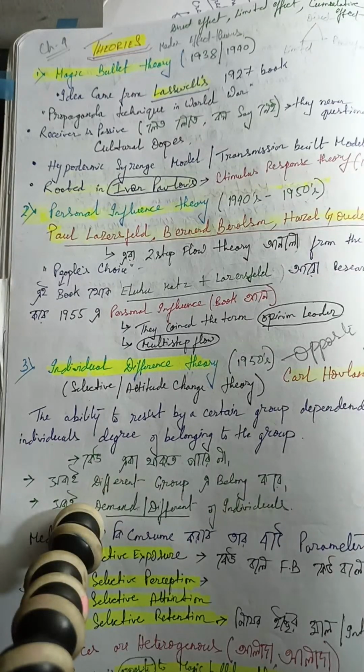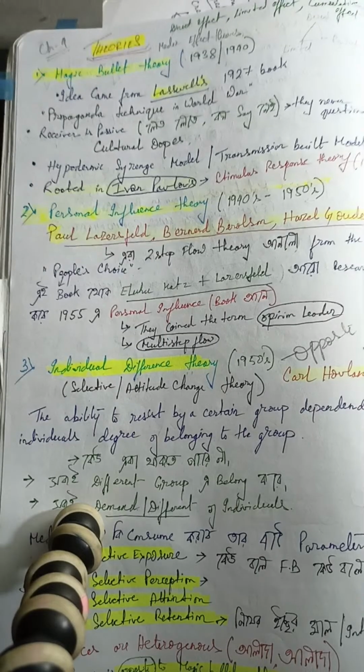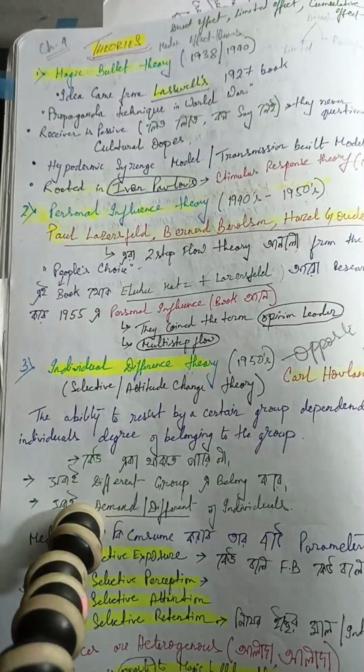Then next we have personal influence theory. What is personal influence theory? As the name suggests, it's given by Paul Lazarsfeld, Bernard Berelson, and Hazel Gaudet. It is about how people are personally getting influenced. This theory goes back to 1940 to 1950, where we get the opinion leader, and the dissemination to the masses is in two stages, or multiple stages.